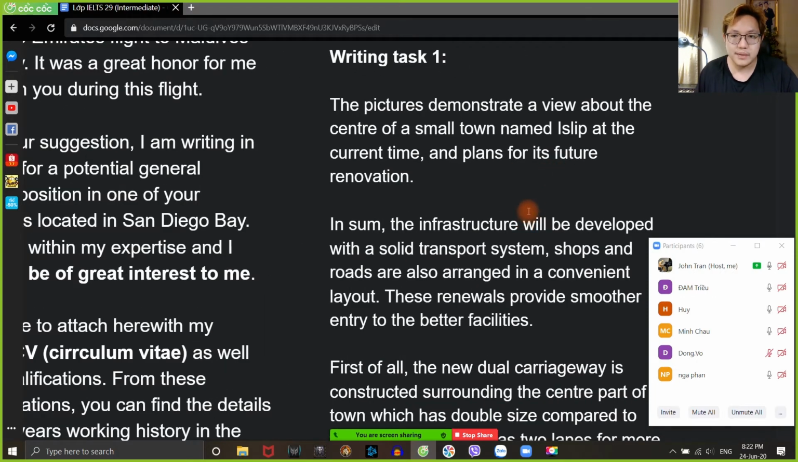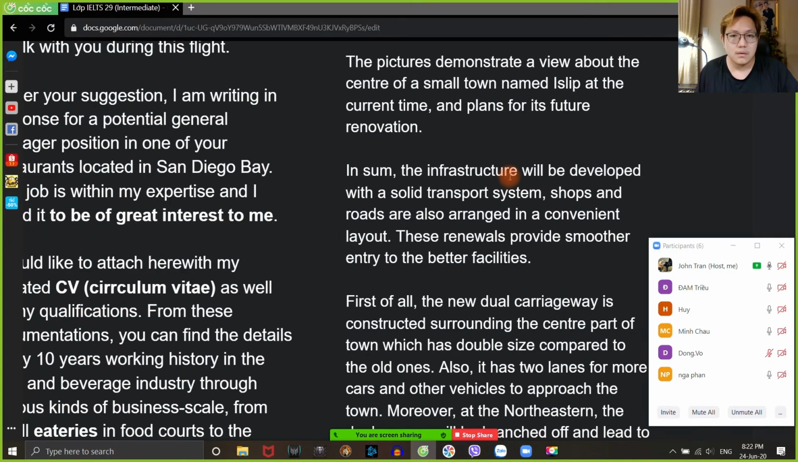In sum, the infrastructure will be developed with a solid transport system, shops and roads. I also arrange in a convenient layout. These are two completely different ideas, okay? So these are not really related, so I think you had better use a semicolon. It's better to use a semicolon because they are two clearly different ideas. If you don't turn them into two separate sentences, you should use a semicolon like that, but I don't think you should be using that. So just separate them into two sentences. But they don't sound nice.